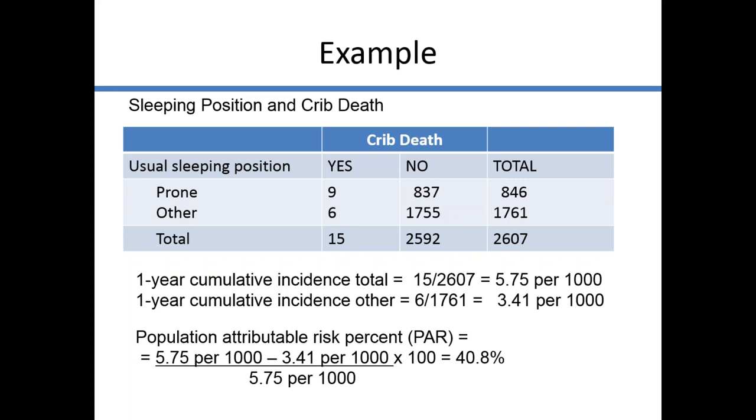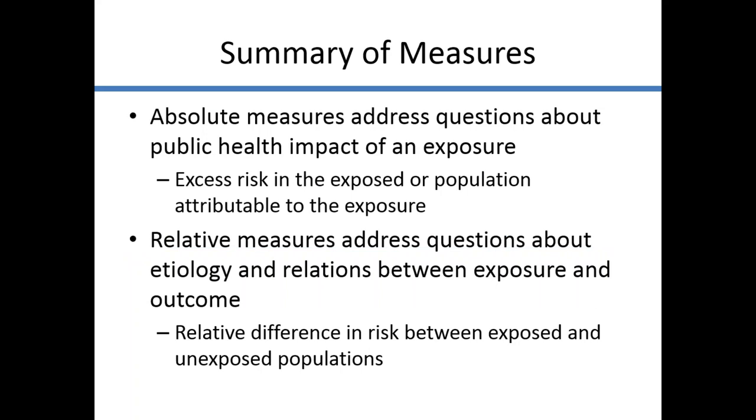Next slide, please. Don't dwell too much on these things. Just know what they are. Summary of measures: absolute measures address questions about the public health impact of an exposure. Excess risk in the exposed or population attributable to the exposure. It tells us also if more people smoke, we need this many more nurses or this many more doctors or this many more health coaches.